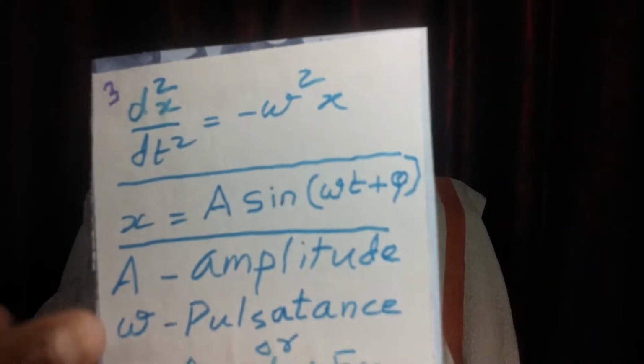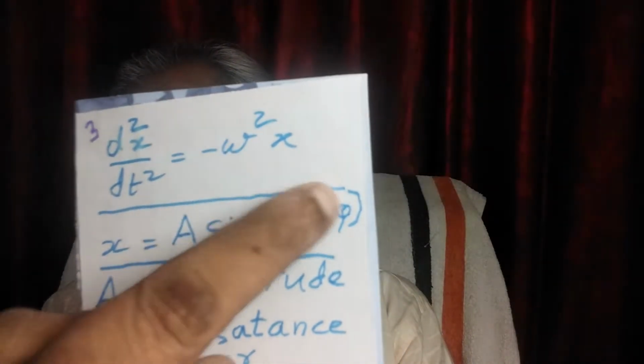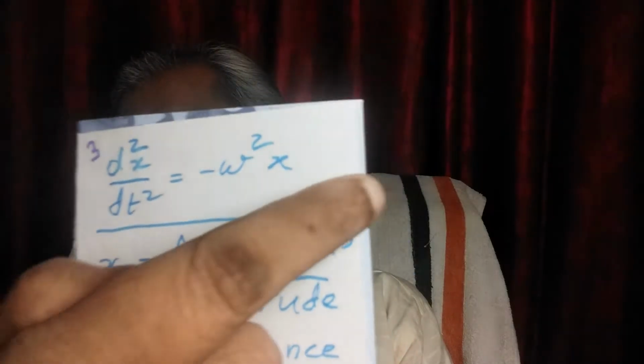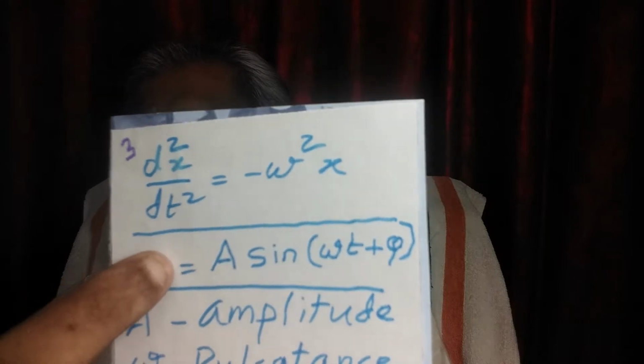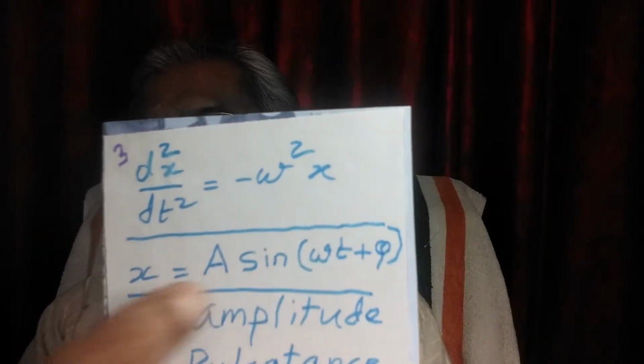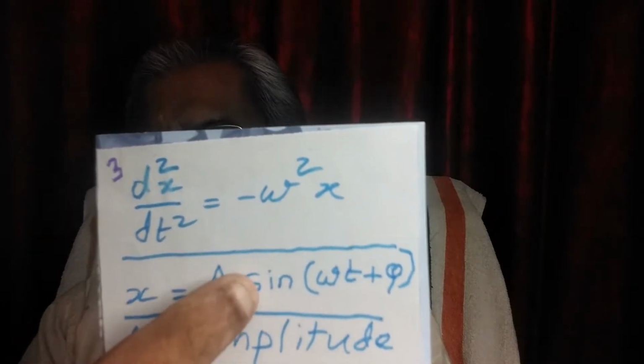Here, when sine omega t has its maximum value, that is 1, x will have its maximum value, that is a into 1, or x maximum equals a. So a is the maximum displacement of the oscillator from its mean position or resting position. That is called amplitude of vibration.